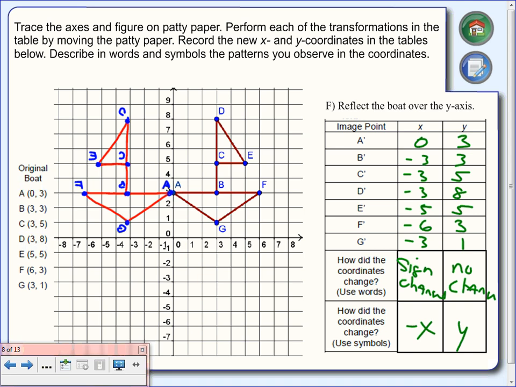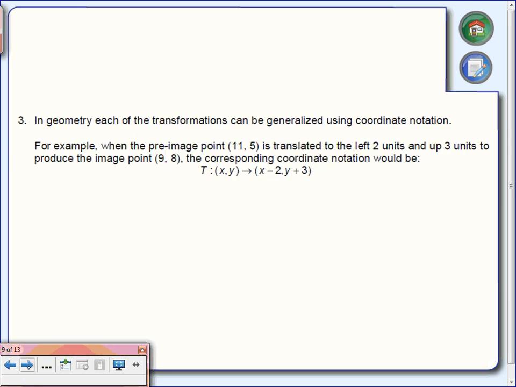All right, so let's recap here. What we found out so far is in order to move the boat left and right, we're going to have to change the x. In order to move the boat up and down, we're going to have to change the y. What we've also found out is when we have a reflection over the y-axis, like I have right now, the only thing that changes are the signs on the x values. But when I do a reflection over the x-axis, the sign changes on the y. Okay, so that's what we've picked up so far. Let's go to the next page here.